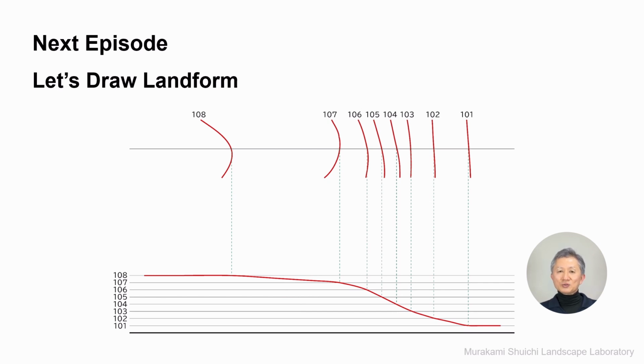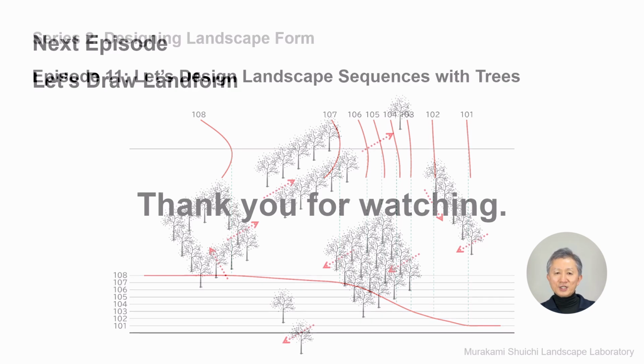Over the past two episodes, we have explored the design of landscape sequences. Among the various types of scene changes, one involved a change in the slope of the ground we walk upon. One of the factors that shapes a walker's experience is whether the ground is flat or inclined, in other words, landform. In the next episode, we will learn about contour lines, the fundamental tool for understanding landform and treating it as a subject of design. See you in the next episode.